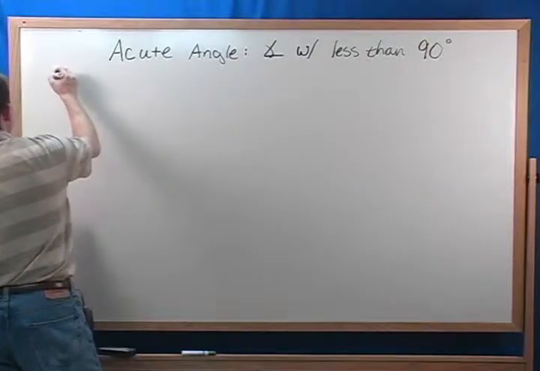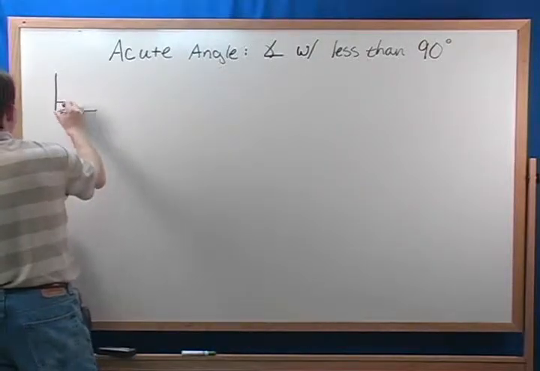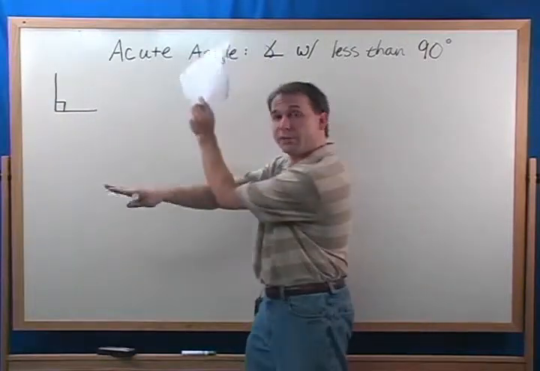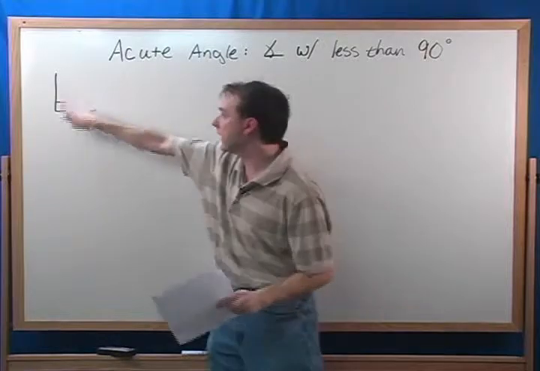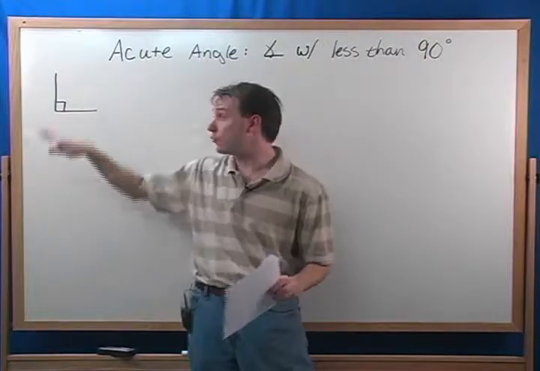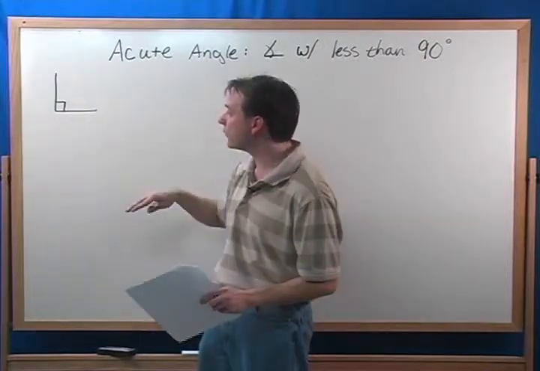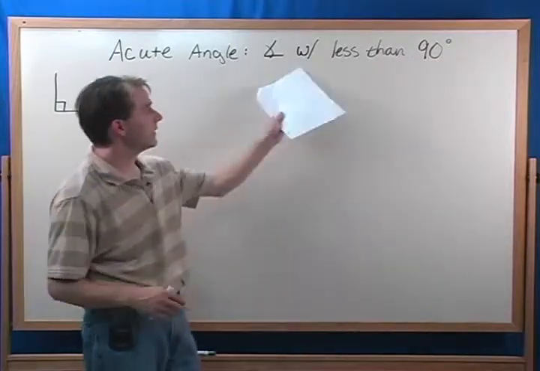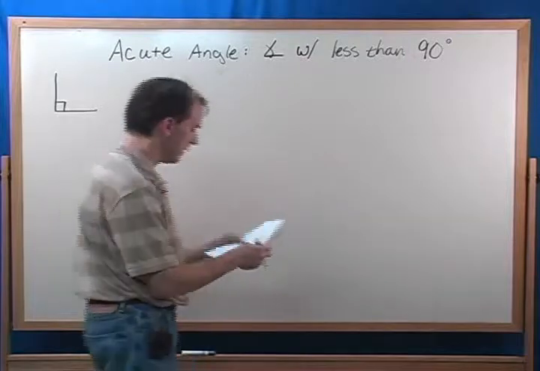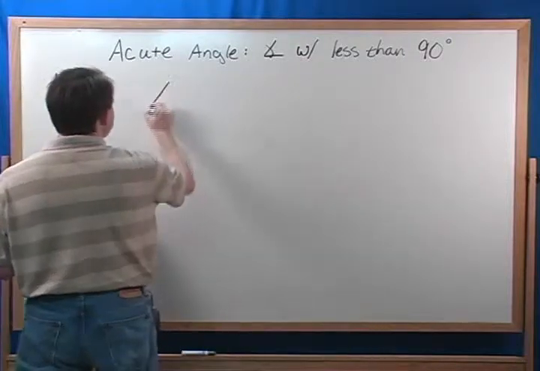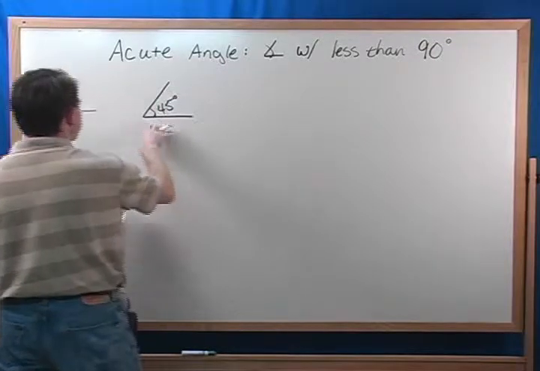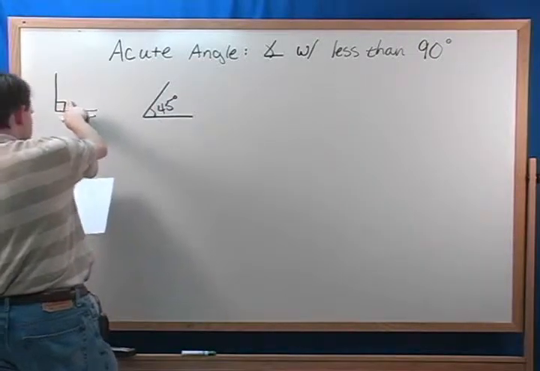So just remember here, this is a right angle. That means you have a line, and you have a line perpendicular to it that goes straight up and down like this. That is a right angle. That's a 90-degree angle. An acute angle is an angle with less than 90 degrees. So let's show some examples. Here is roughly 45 degrees. It's less than 90 degrees, so that's an acute angle.